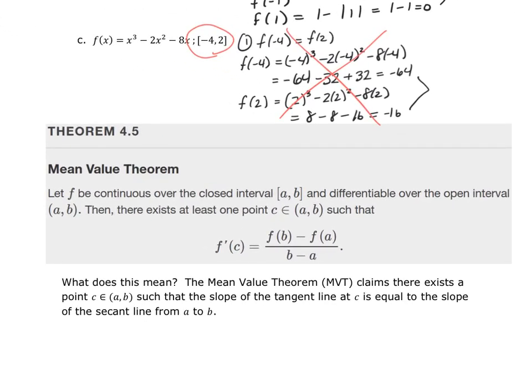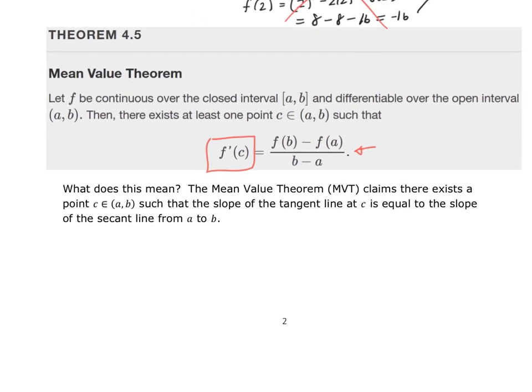Let's look at our next one, which is the mean value theorem. The mean value theorem says that it has to be continuous over the closed interval, so that's similar to Rolle's theorem. It has to be differentiable on the open interval, also similar to Rolle's theorem. And then there exists at least one point such that the derivative at my point is equal to the slope between the endpoints. Now, Rolle's theorem is a specialized version of the mean value theorem. In Rolle's theorem, I wanted my f of a and my f of b to equal each other. That means the difference would be 0.